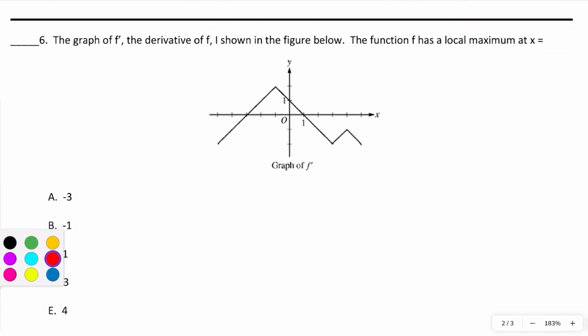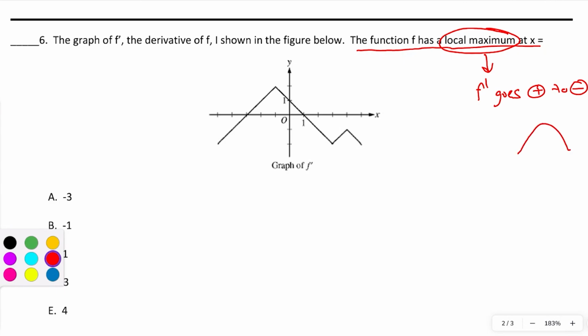Number 6, we're given the graph of f prime, and we want to know where the original function has a local maximum. So again, a local maximum is where f prime goes from being positive to negative. It's where the slope of the original function changes from increasing to decreasing. That's how we know we have that maximum. So that's only happening in one place.